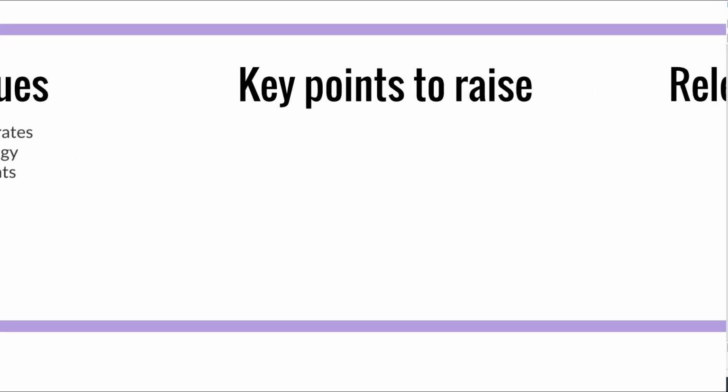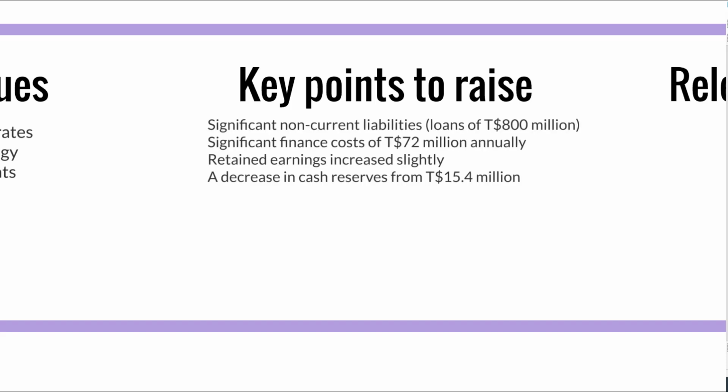What would be the key points to raise that we came across in the pre-seen? Well, firstly, Shinyglas had $800 million in non-current liabilities. So that does indicate a high reliance on debt financing. Now, this could limit financial flexibility and make the company more vulnerable to external shocks like economic downturns or the increases in interest rates we talked about. Secondly, the significant finance costs of $72 million. Now, that's remained unchanged since 2023.